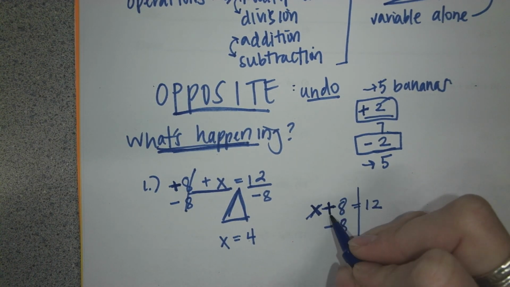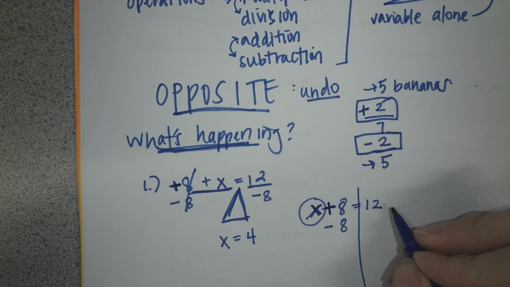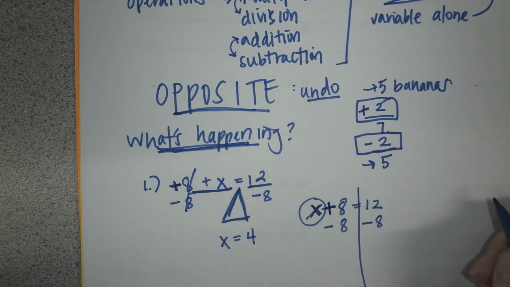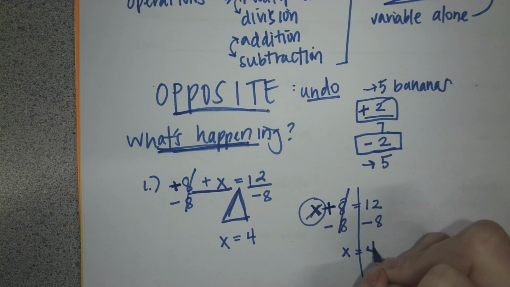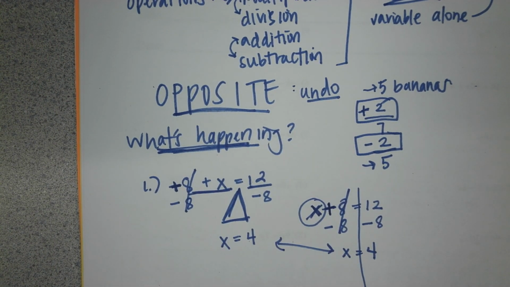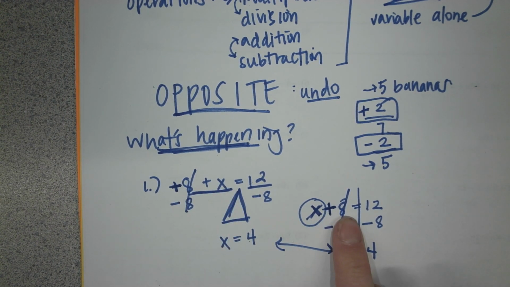So if I subtract 8 to undo by my x and get this x isolated, I have to do the same thing to my 12. I'm going to subtract 8 here to keep it balanced. These guys cancel, and x equals 4. It's the same answer, it's just another way of looking at it. You can write your problem as the number plus a letter, or the letter plus the number, it doesn't matter either way.